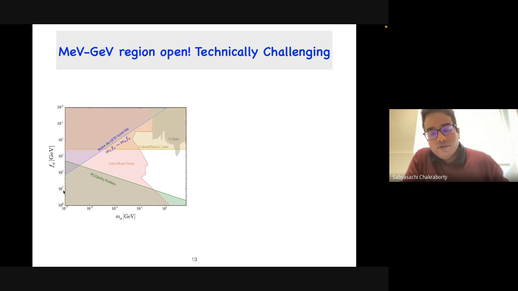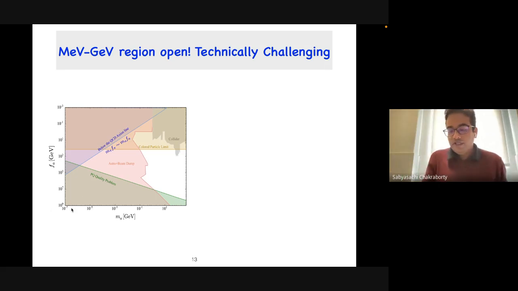There are also constraints from astrophysics, but those are for axions which are light, around a keV or so. Most of the constraints come from stellar cooling. For example, take the sun. The sun has a core temperature of keV, so axion can be produced, but the mass has to be around a keV or so. So that's why the stellar cooling constraints are at low mass regime, and we have an empty region around it.